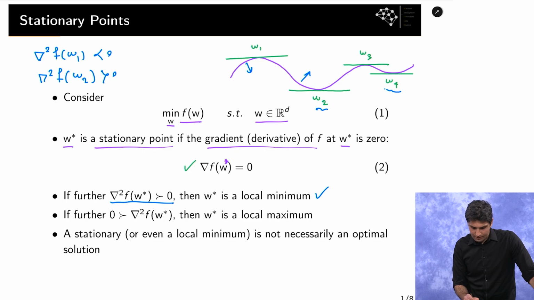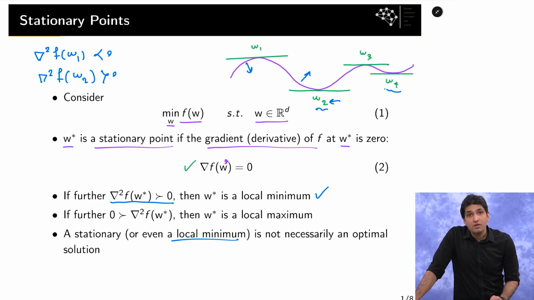All right, and this is an important point to note: a stationary point, even a local minimum, is not necessarily an optimal solution. And we illustrated this fact with this simple function. For instance, w4 is a stationary point. The gradient is 0. It's also a local minimum. The Hessian is positive. But it's not a global solution. In fact, w2 is a global solution. Okay.